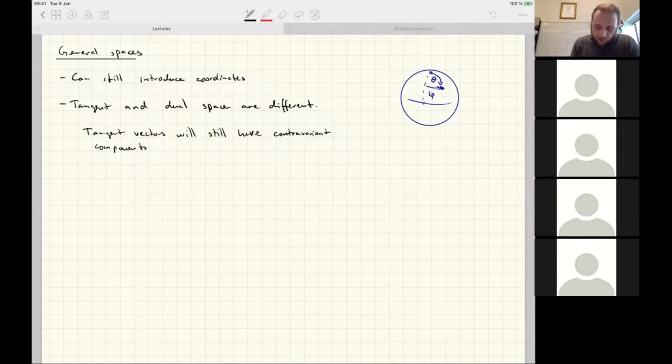So a tangent vector will again have χ̇^a as the components of a tangent vector. I'm not going to go into too much detail of what the basis actually is here, but the basis is going to act in the same way. It's going to have very similar properties to the basis that we had in the Euclidean space. Dual vectors will have covariant components.